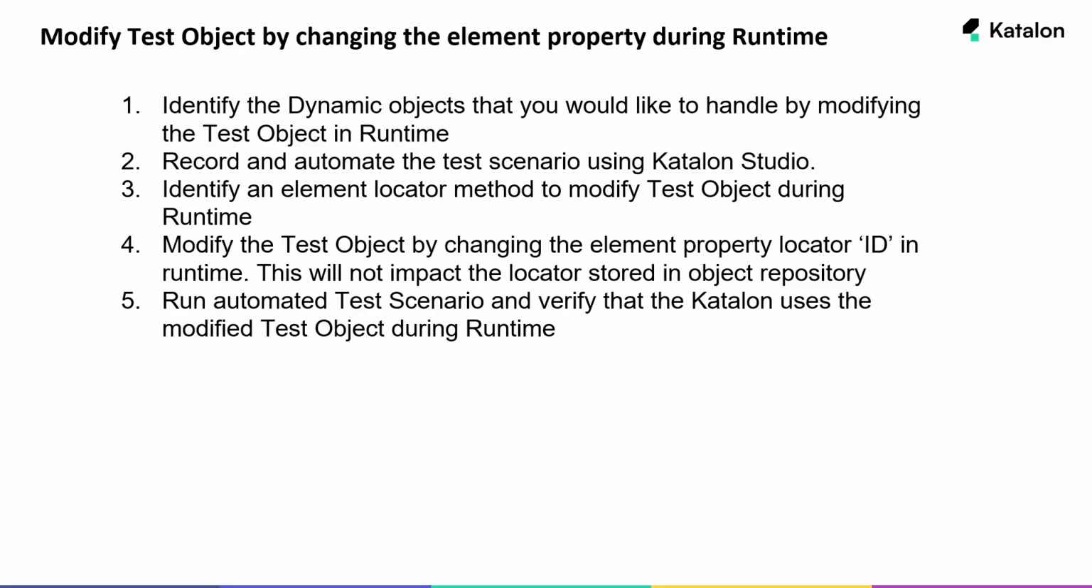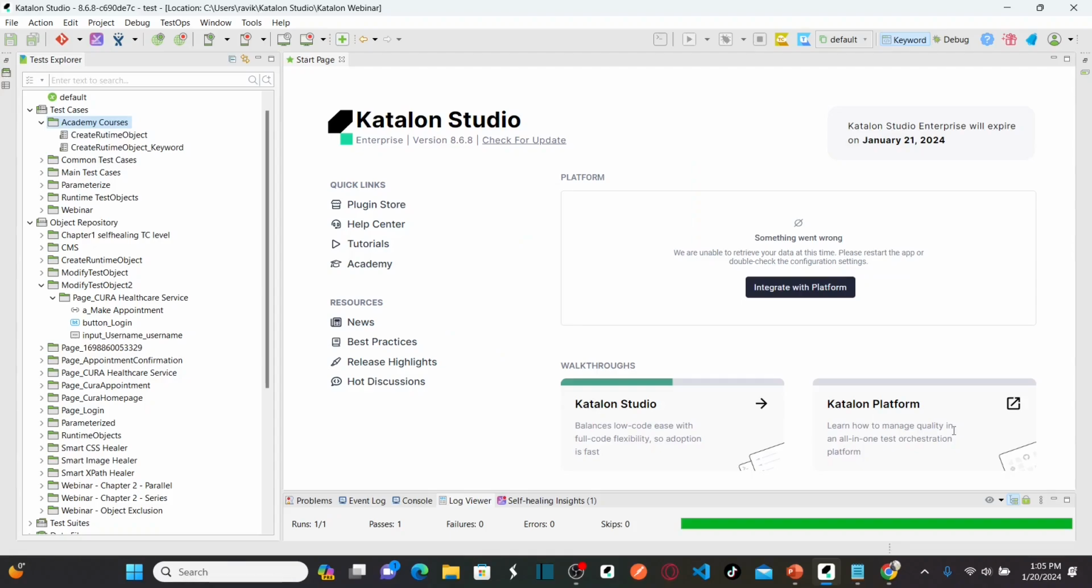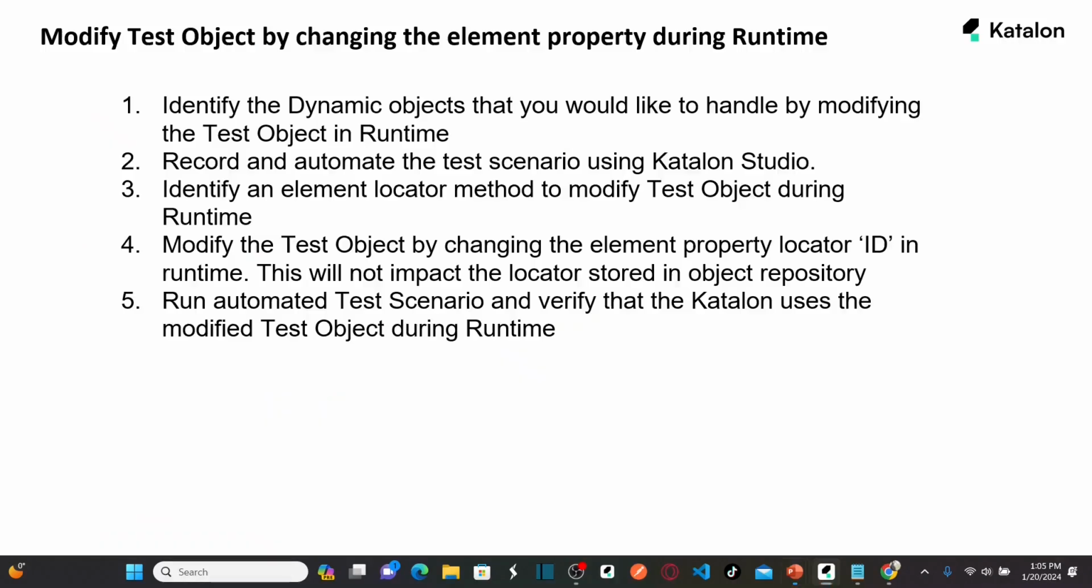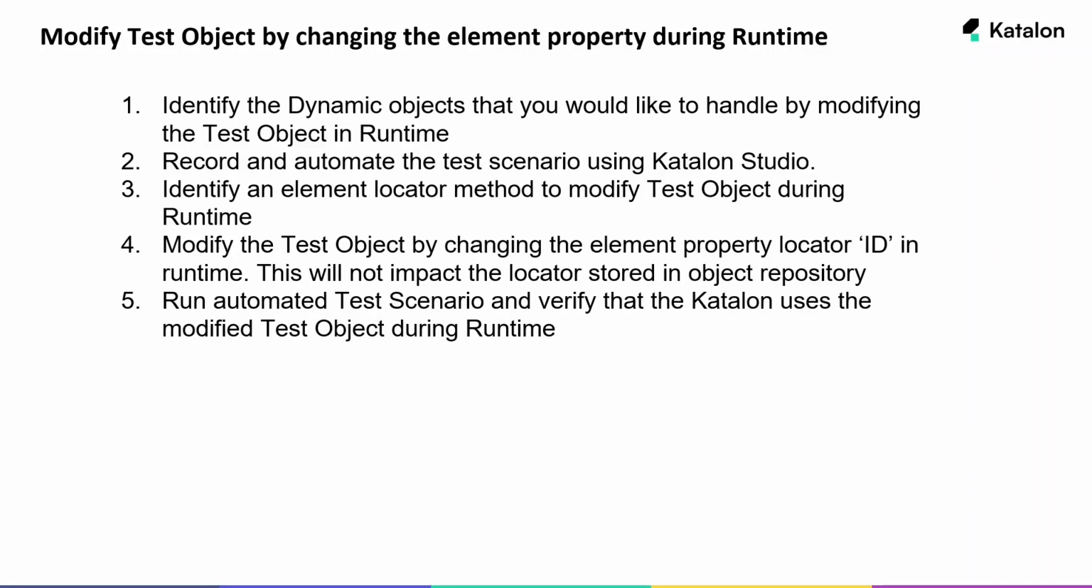So now, without delay, let us jump onto the Katalon Studio and let me show you a real-time example. How can we modify a test object by changing the element property during runtime? So this is my Katalon Studio. Let us see first what are the steps that we need to follow. First, we need to identify the dynamic objects that you would like to handle by modifying the test object.